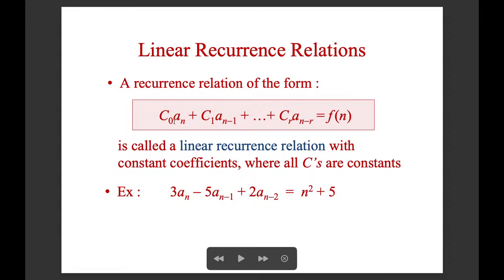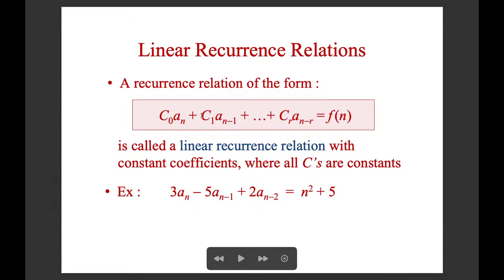So you will have a_n, a_{n-1}. You don't see something like a_n squared. You don't see something like a_{n-1} multiplied with a_{n-7}. Every term here appears by itself, with a_n to the power 1.